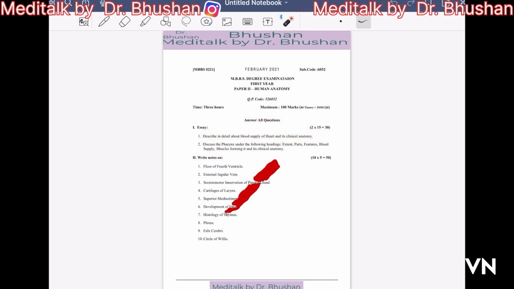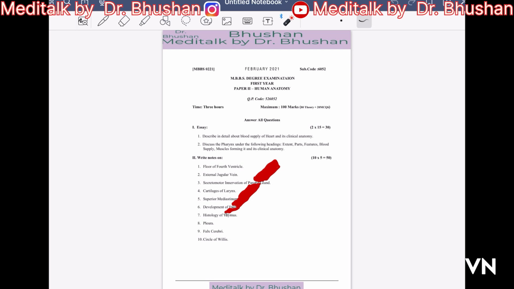Okay. And second is discuss the pharynx under the following headings: extent, parts, features, blood supply, muscles forming it and its clinical anatomy. Total 30, 15 each.